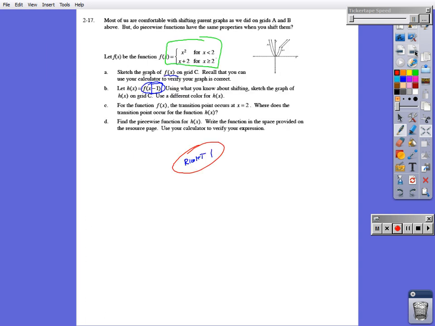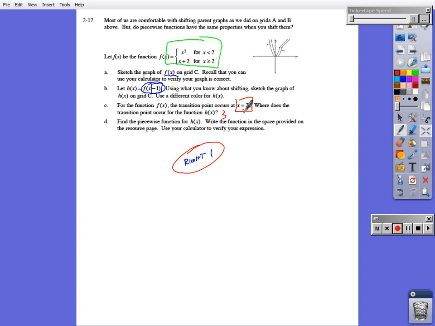And let's go back here to our problem. For the function f of x, that transition point occurred at 2 originally. What does the transition point occur for h of x? It would occur at 3. If you're at 2 and you move to the right 1 on a number line, you end up at 3. It's tough math here. Find the piecewise function for h, write that function in the space provided on the resource page.